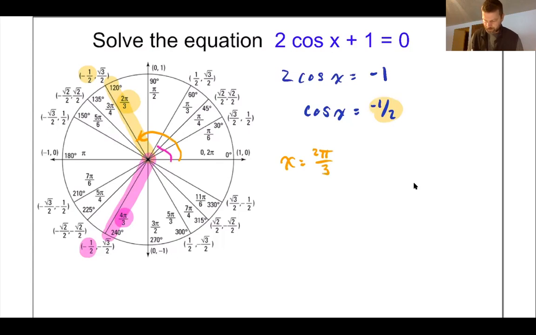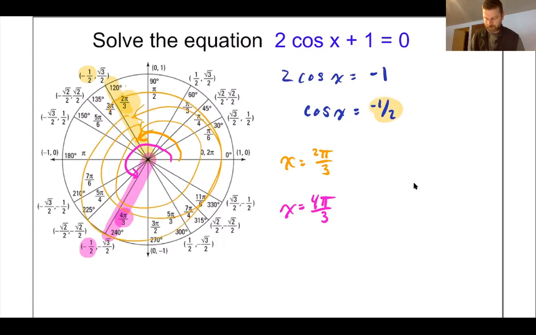Or I've got an angle like that. So x could also be 4 pi over 3. But we had mentioned there's actually an infinite number of solutions. And those infinite number of solutions has to do with the fact that we can go around and land there again, and around and land there again, and around and land there again. Well, every time we go around, that's 2 pi radians more.